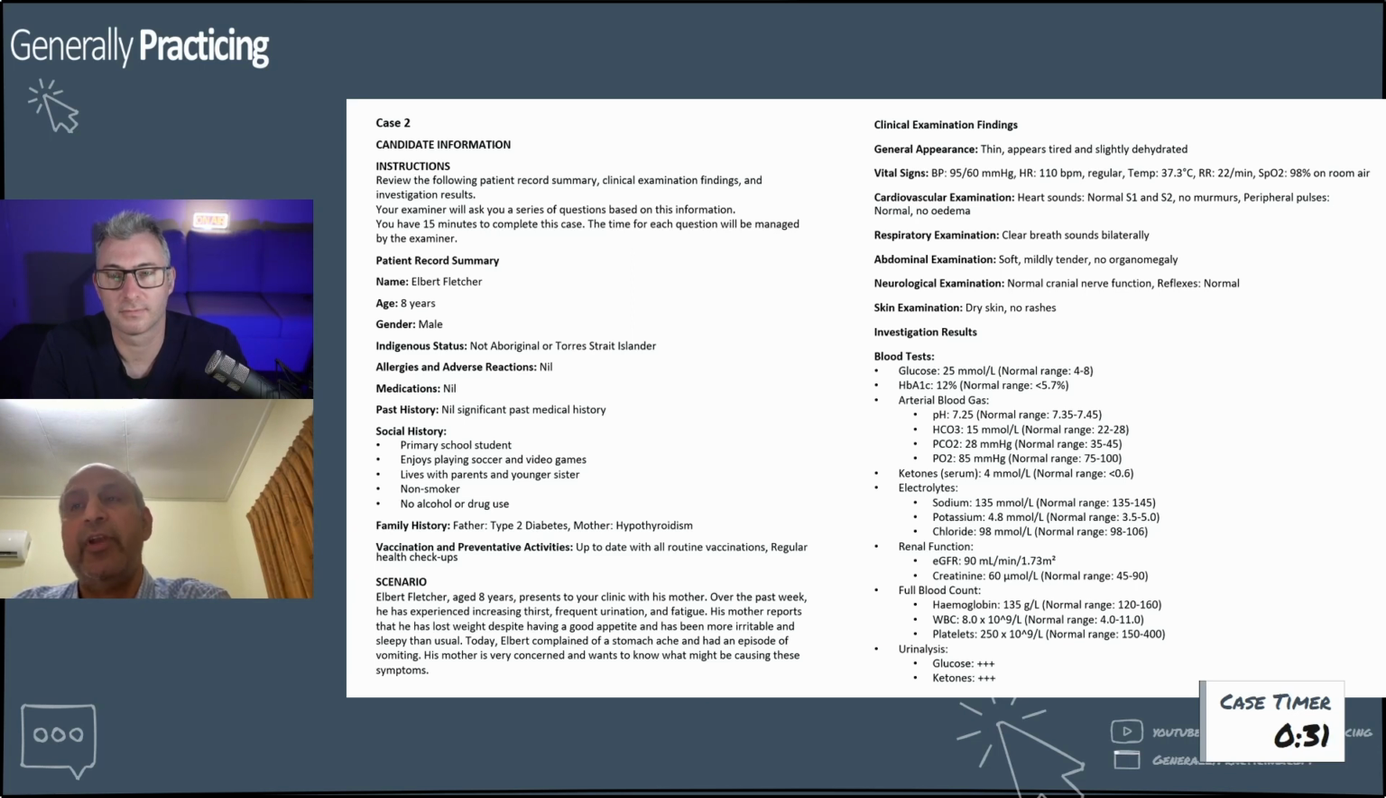So regular monitoring is important. Lifestyle and nutrition is important: a healthy, balanced diet. Vaccination: I will ensure that the child is up to date with all the vaccinations, including the annual influenza vaccine.